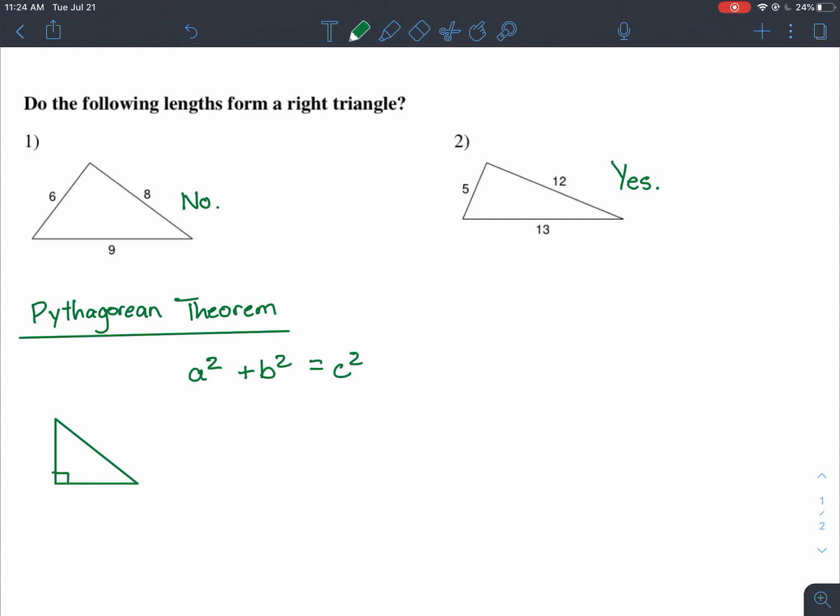and this is the right angle, the two sides that quote-unquote touch the right angle, such as this side and this one, are known as the legs.